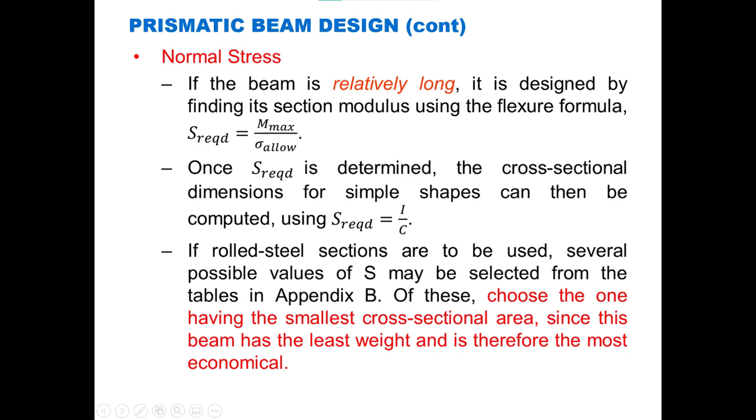If rolled steel sections are to be used, several possible values of S may be selected from the tables. Of these, choose the one having the smallest cross-section area, since this beam has the least weight and is therefore the most economical one. Right. You can also test with different values of sectional dimension. Go directly to the table. I will explain about the table later. It's not here.